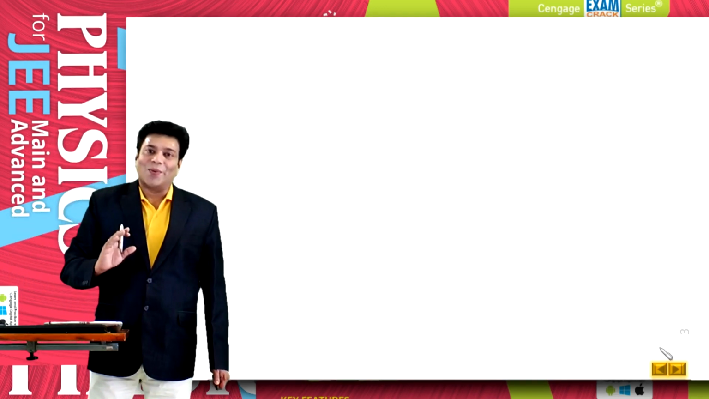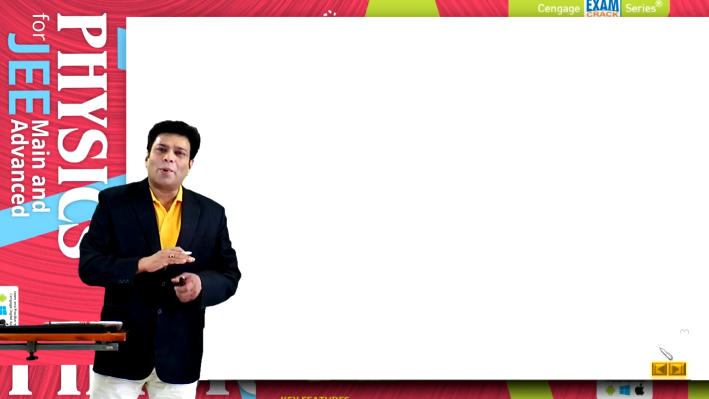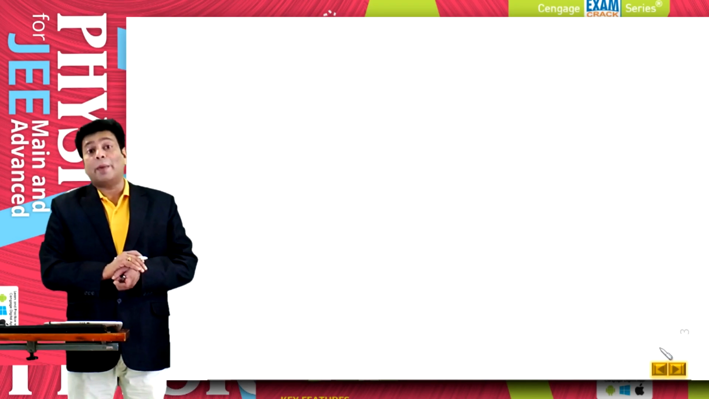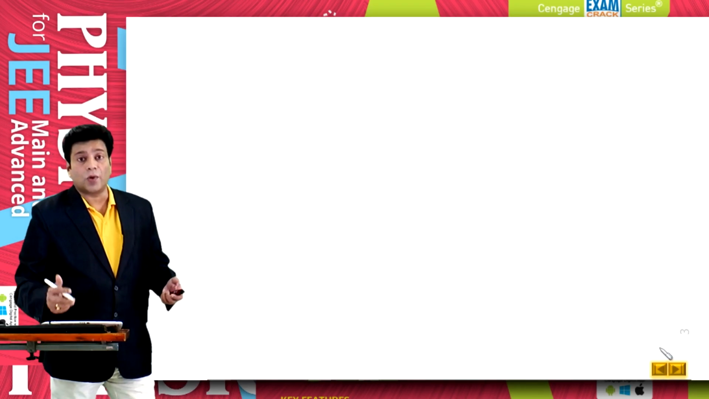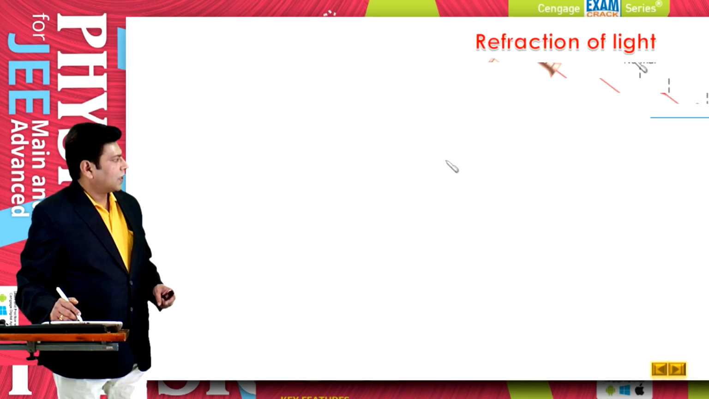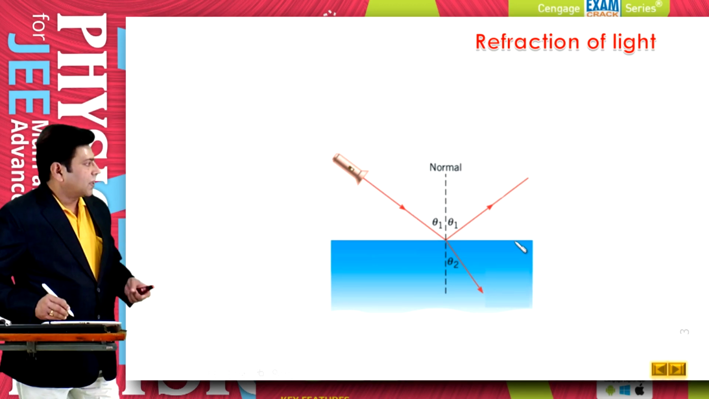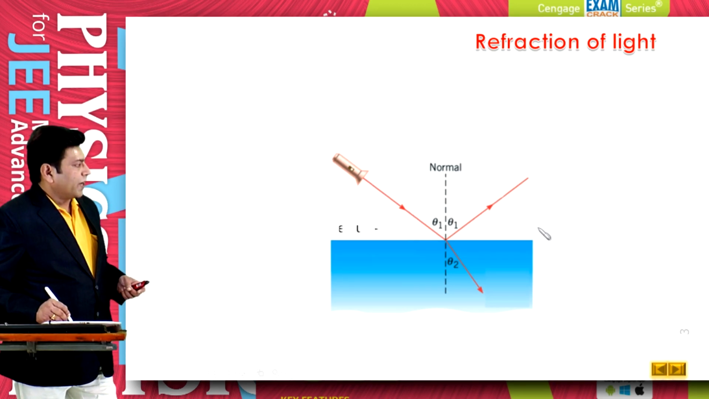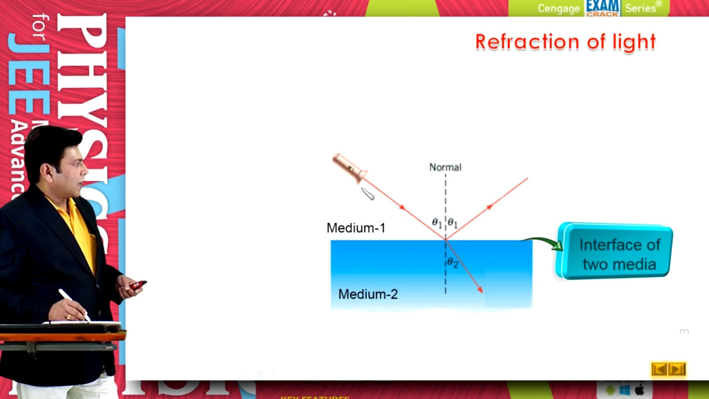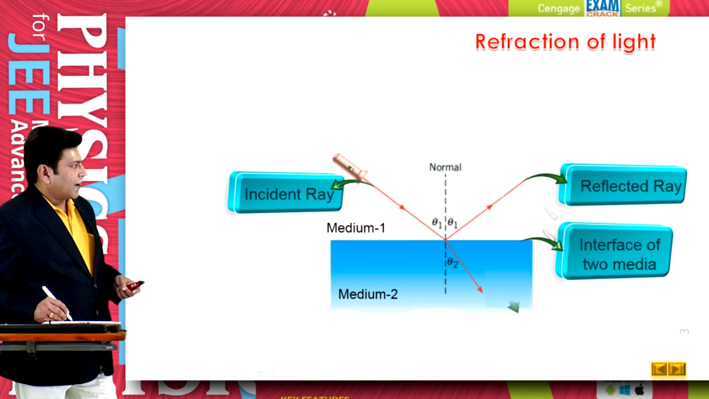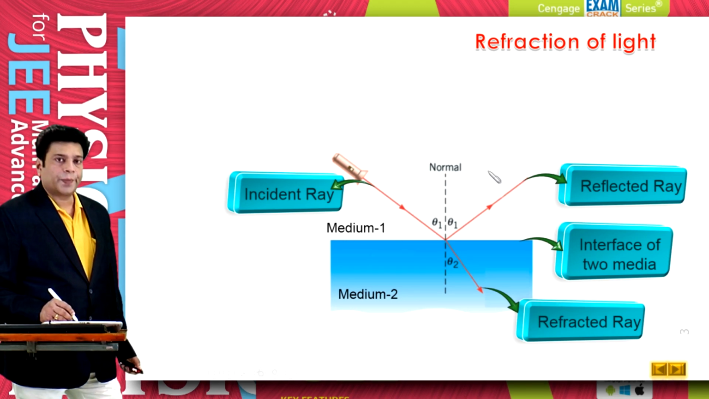Now let us observe what happens when light strikes the boundary dividing two transparent materials such as air and water. So let us make one situation here. You can observe this boundary, that is called the interface. It is dividing two media, medium 1 and medium 2. This is the interface, incident ray, reflected ray and refracted ray.